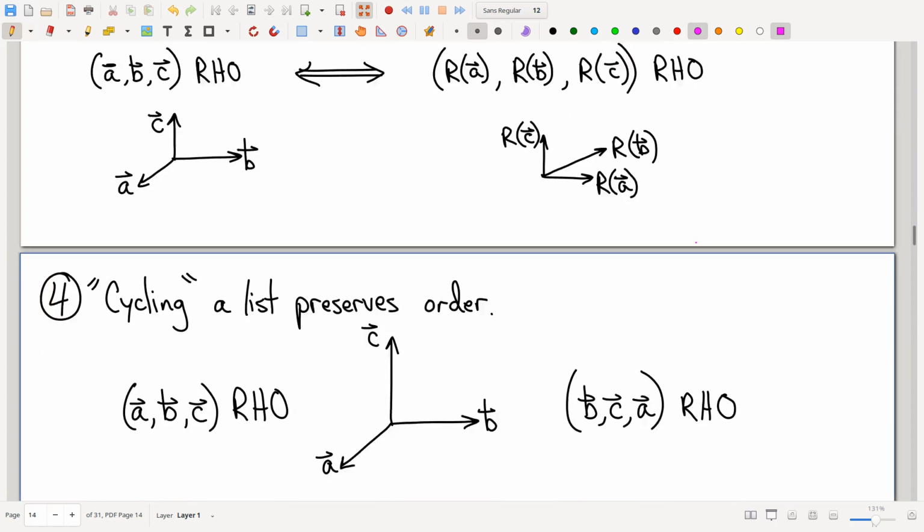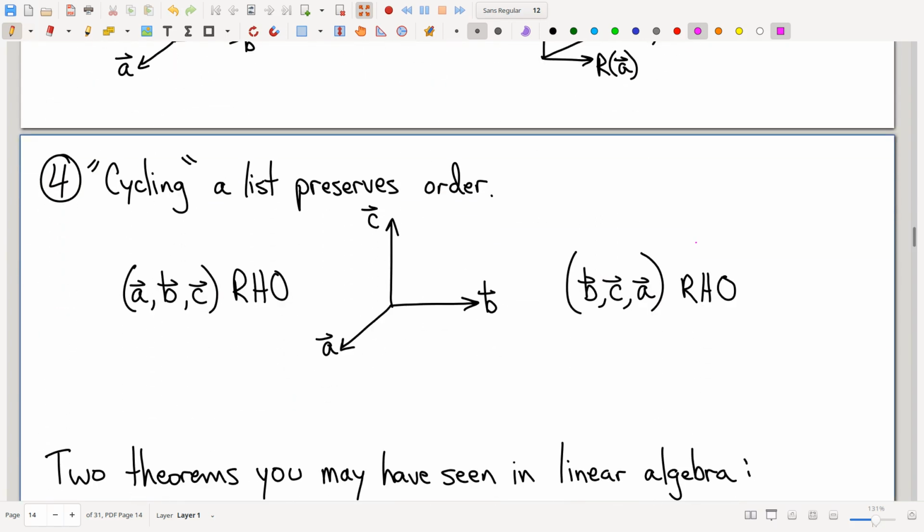Okay, last little quick observation while we're here. This isn't really a distinct idea in 2 dimensions, but there's this idea of cycling. When you have a list of 3 things, cycling in this case means taking the first vector and moving it way over to the end to now become the last vector. Right, so ABC becomes BCA.